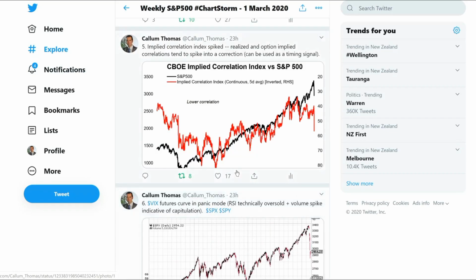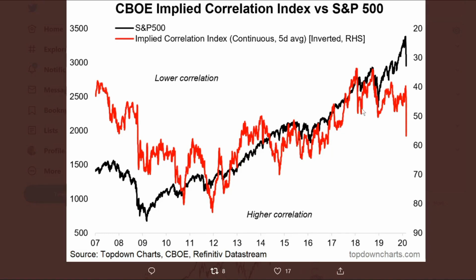The next one is kind of similar actually, but quite different. This is the implied correlation index. It's worked out based on option prices, so very similar to the implied volatility index. The reason why this one might work as a timing indicator is because correlations tend to spike into a correction. This is inverted, by the way. So implied correlations went up, and that would make sense because in a true panic scenario, everyone just sells everything, and so everything becomes more correlated.